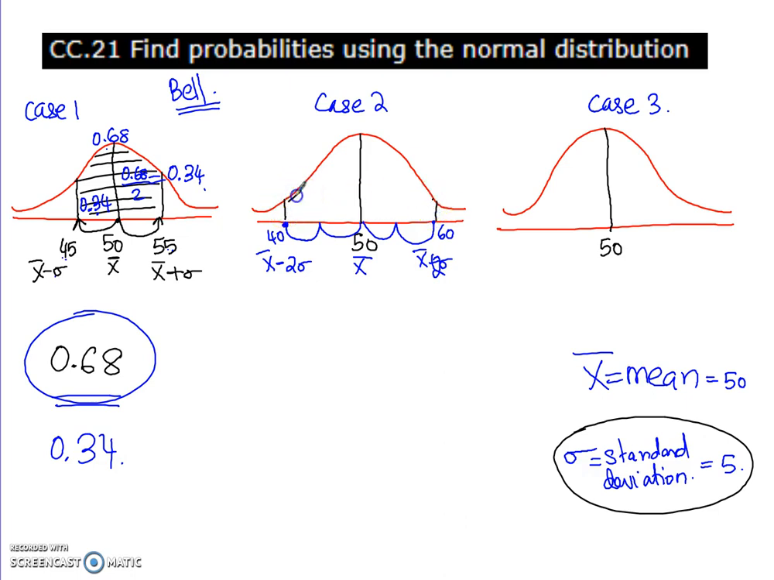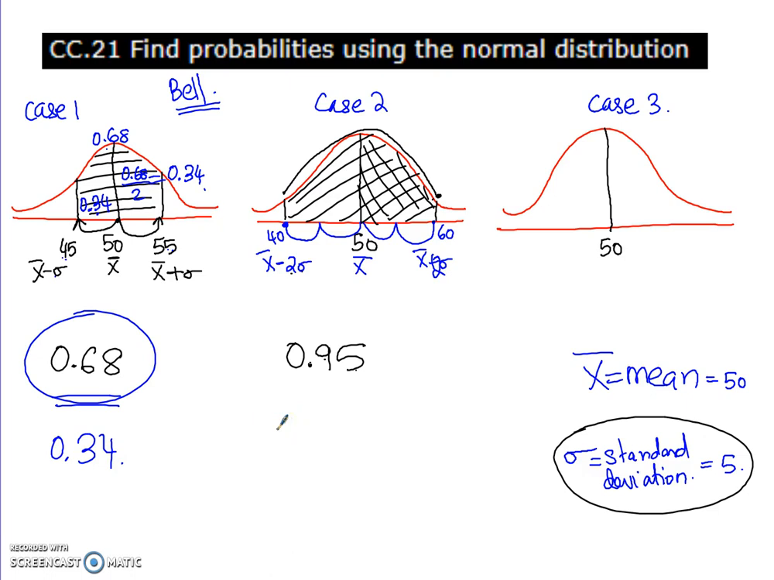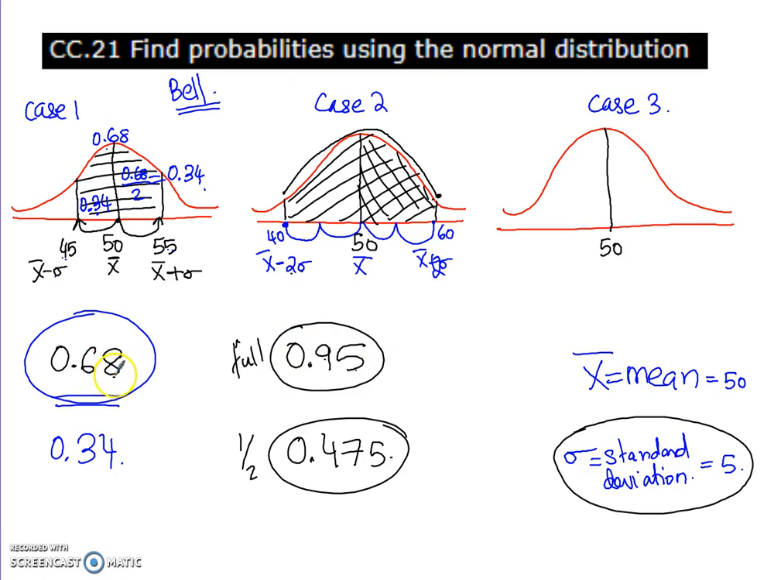From here to here, this is a larger range than the first case, so there are more numbers here, and the probability will be higher. It's 0.95 of the total data that lies within 2 times the standard deviations from the mean. So this entire part from here all the way to this point is 0.95. If you look at only one half of it, it will be half of that number, which is 0.475. You just divide by 2 to get that number. This is for the half, and this is for the full curve.